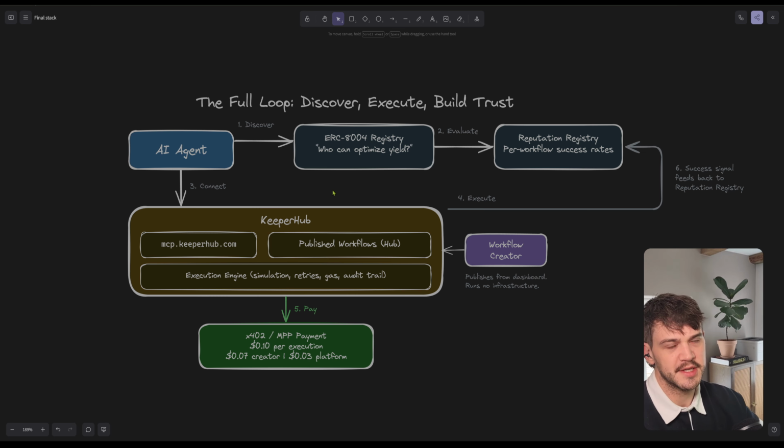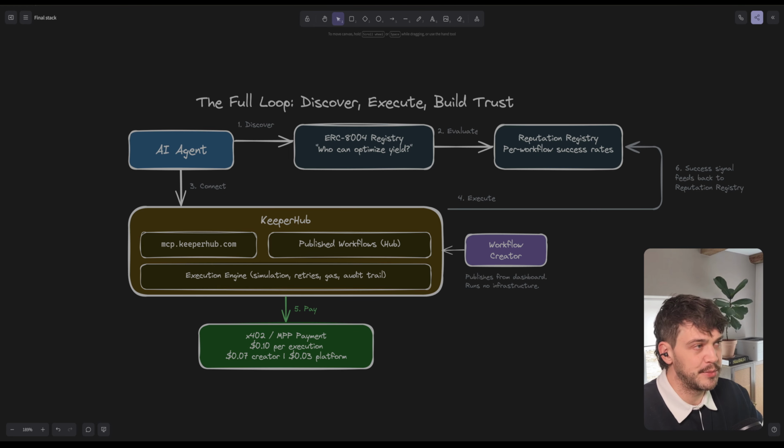So the use case is that an AI agent wants to optimize yield. It will naturally query the registry and ask who can optimize yield. The registry will point back to KeeperHub MCP's endpoint with capabilities listed per workflow. The agent will see the yield optimizer workflow and check the reputation registry for that specific workflow and any other workflows it's considering. In that reputation registry, it will look at things like past execution rates and per-workflow success rates. All on chain and all verifiable as well.